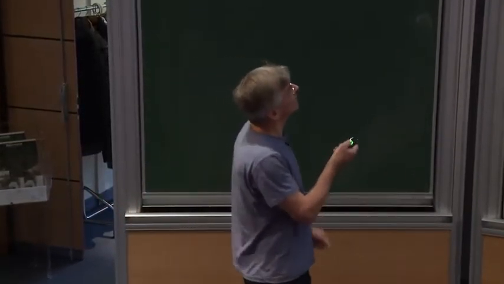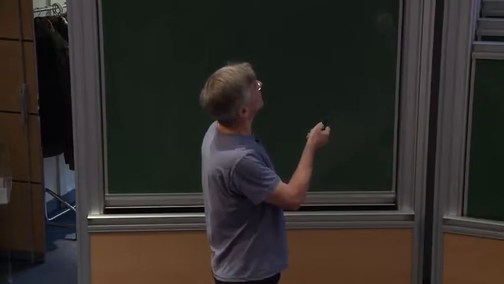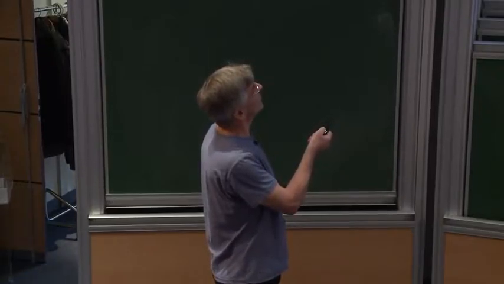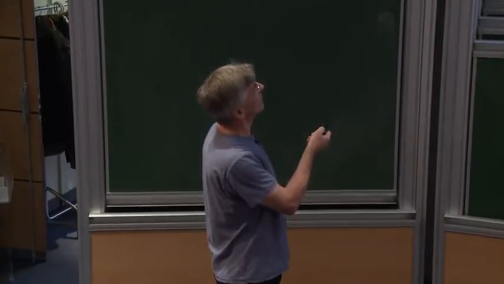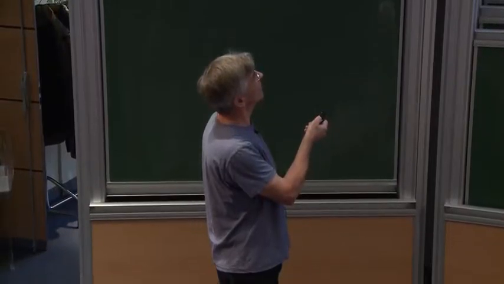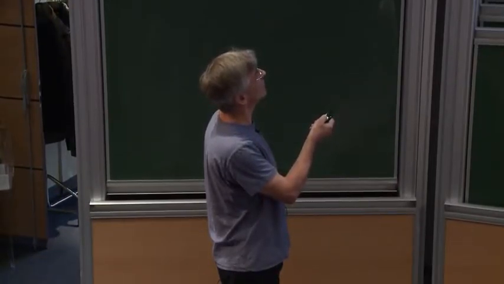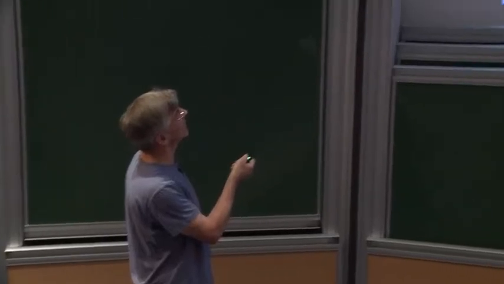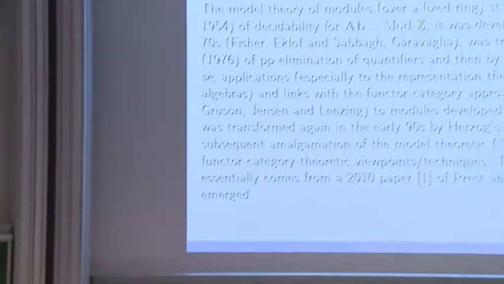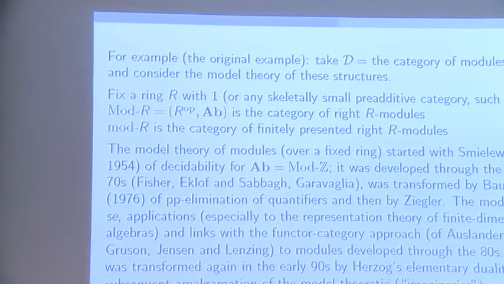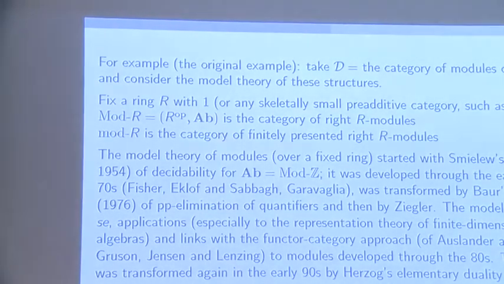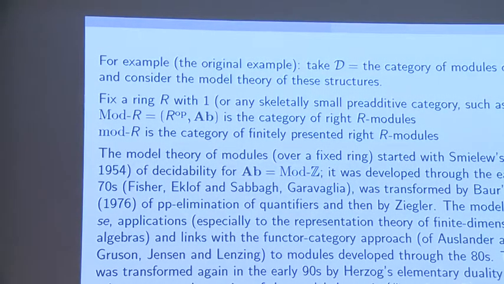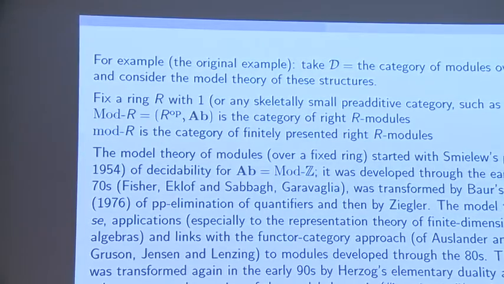The idea there is that you want to understand, say, the finitely presented modules. Rather than investigating them directly, you take mod-R to be the small pre-additive category, and you look at the category of mod-R modules, of functors from mod-R to abelian groups. That turns out to simplify matters, though it looks as if it should complicate them.